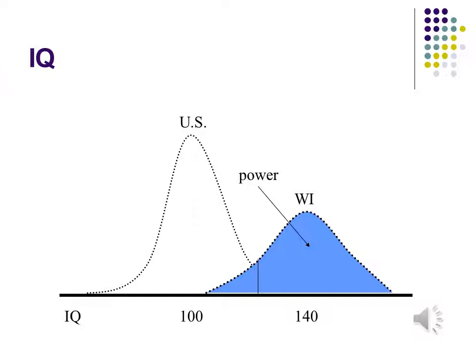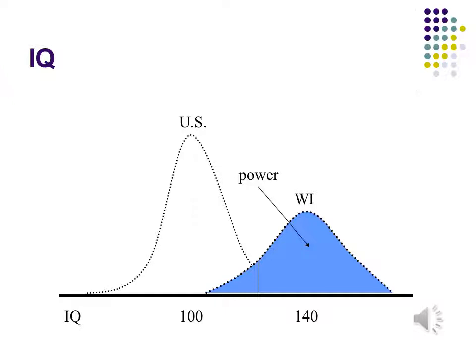Now, 1 minus beta is the power. So the area to the left of the line is the chance of thinking that really there is no difference. The area to the right of the line is the chance of finding the difference, of correctly identifying a difference if there really is one there. So it's the chance of finding a positive conclusion if one really exists.